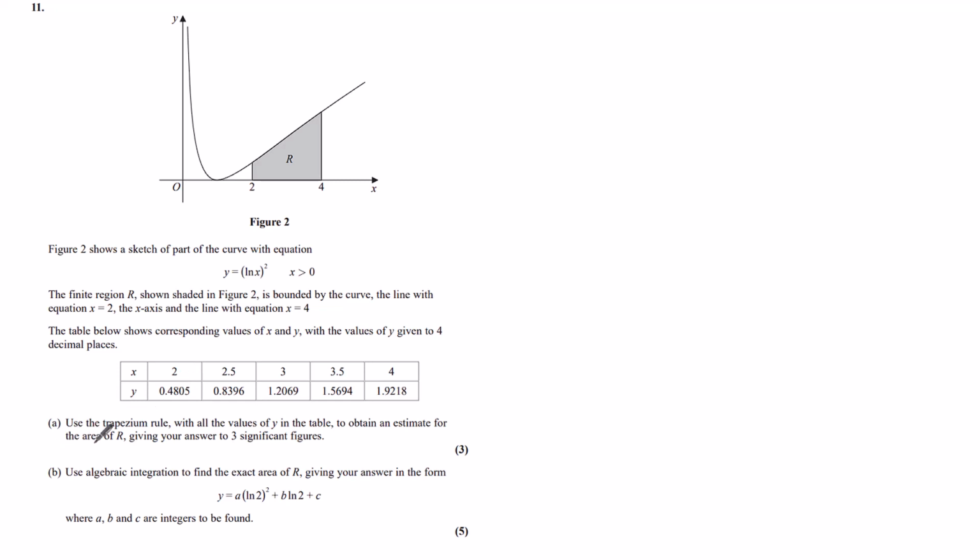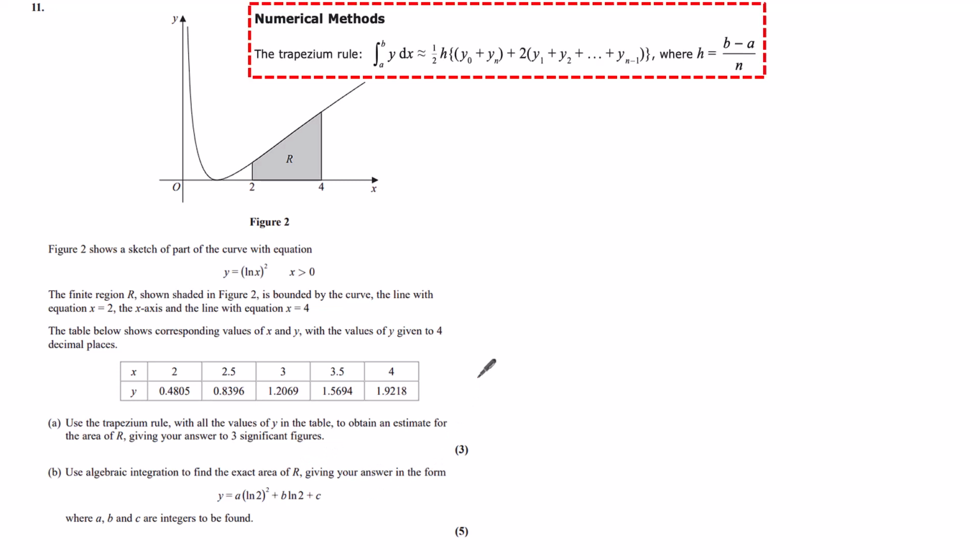Part A, use the trapezium rule with all the values of y in the table to obtain an estimate for the area of R, giving your answer to 3 significant figures. So let's look in our formula booklet where we will find the trapezium rule. So we have an area under a curve, and we know an area under a curve to be an integral of that equation.